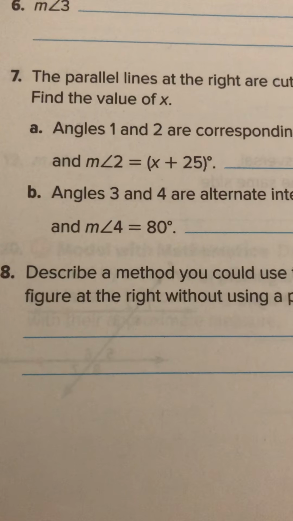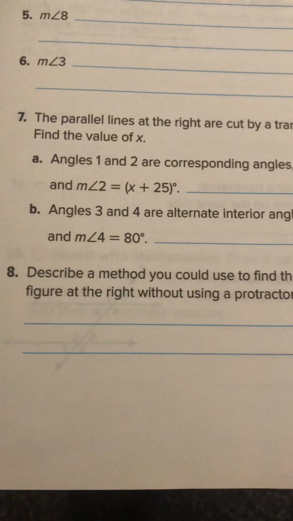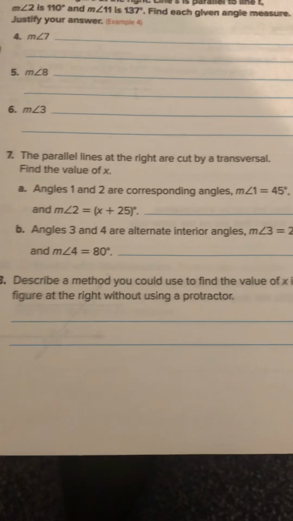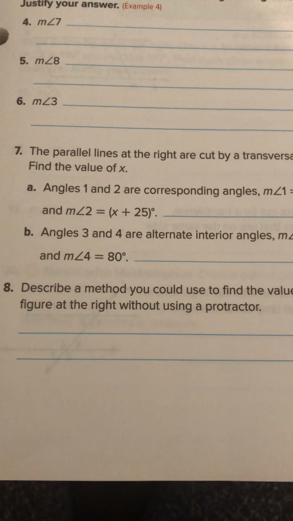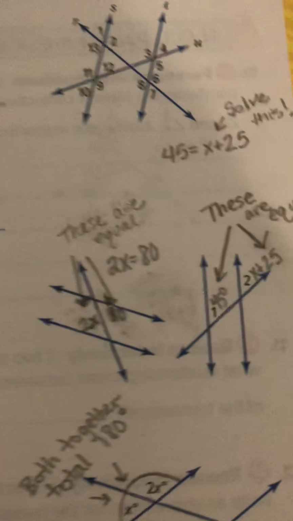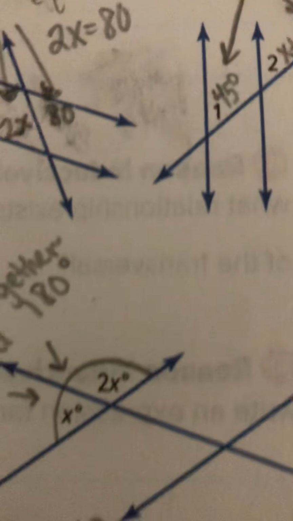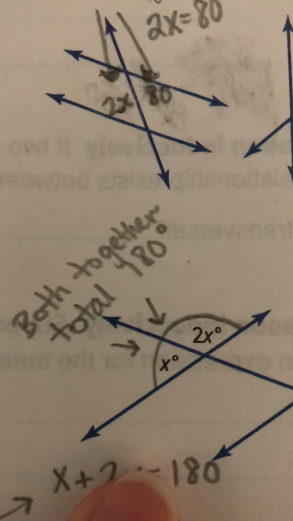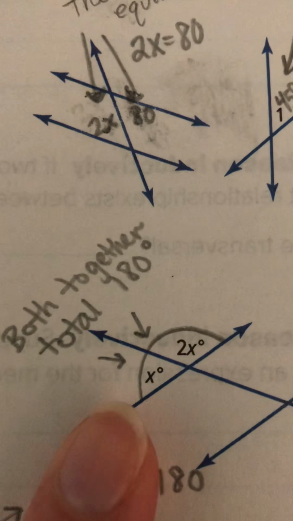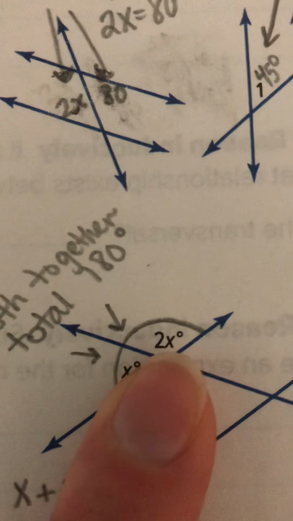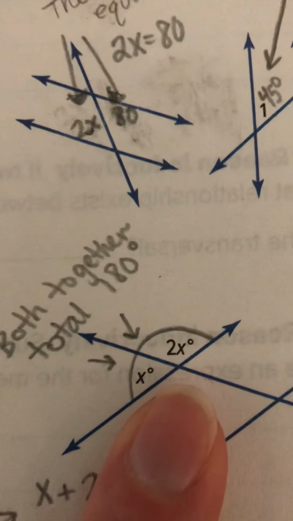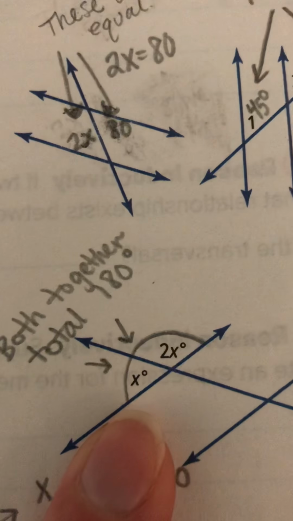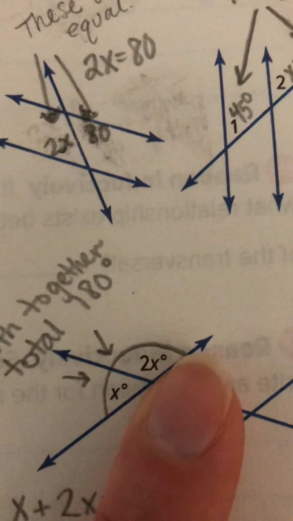And then lastly, number 8 said describe a method you could use to find the value of x in the figure at the right without using a protractor. So let's talk about this for a minute. I wrote both of these together, angle x and angle 2x. Both of them together total 180 degrees. That's because the two of those angles together make a straight line.